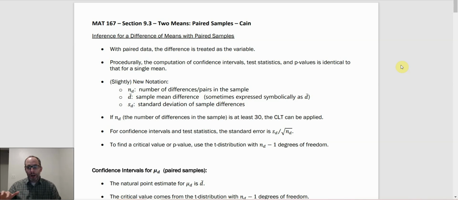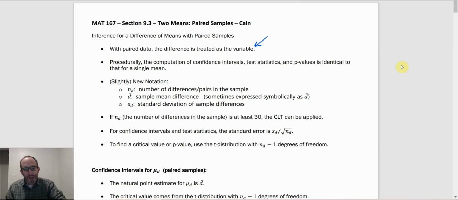easier. The toughest thing, in a way, might be just figuring out when you have paired data and when you don't. Because if you know you have paired data, what you end up with is a little bit simplified, which is nice. So, there it is right there: with paired data, the difference is treated as the variable. That's the biggest statement in this section.